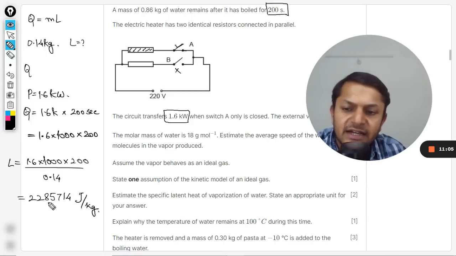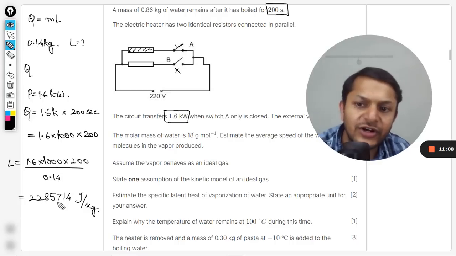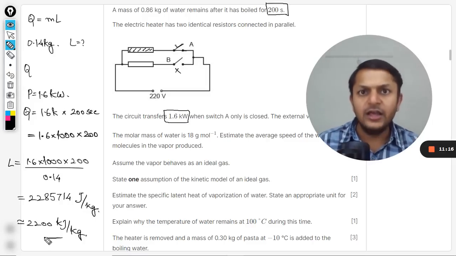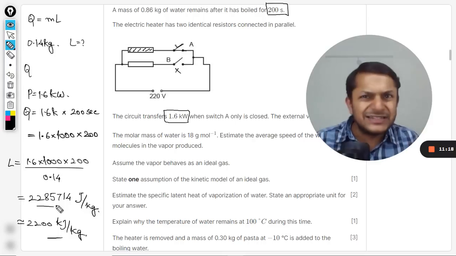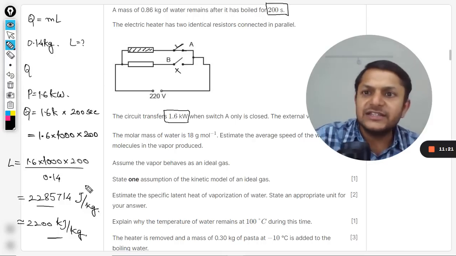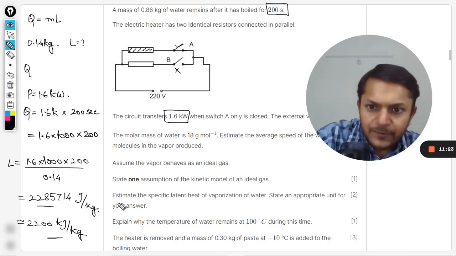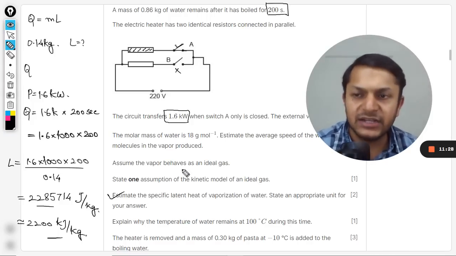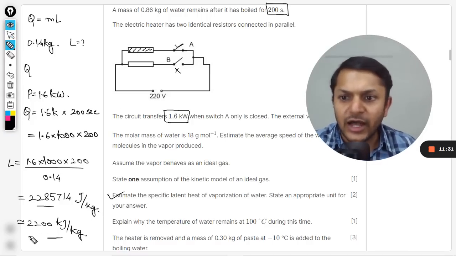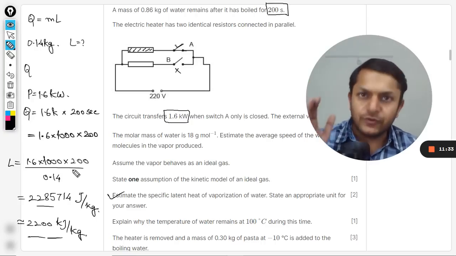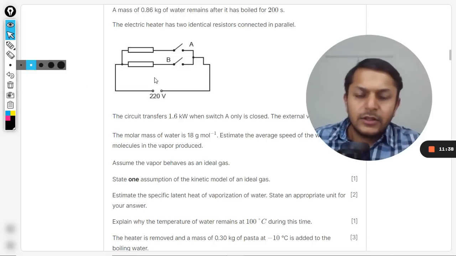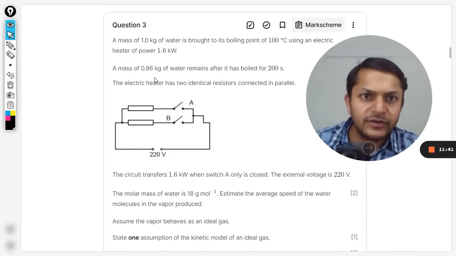Now this can be written as approximately 2200 kilojoule per kg, which is actually the correct data. So we are finding the approximate value, and it is almost the approximate value. So this is how we do the third question here, to estimate the specific latent heat of vaporization. But let us first verify it from the mark scheme. Let us see what is the answer given. So I am getting this, and this is the method that we have done. So we are going to verify what they have done in the mark scheme. Okay, so where is the mark scheme now?